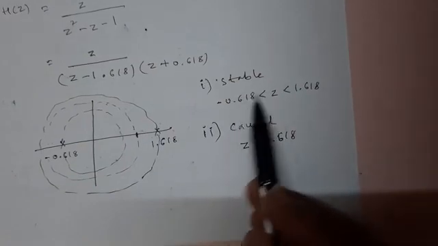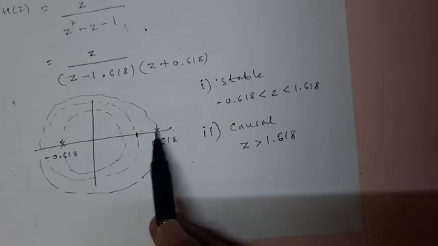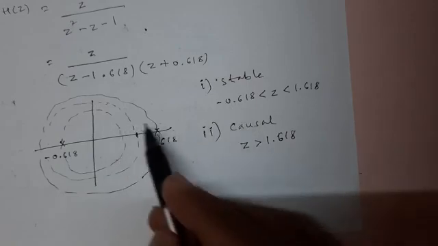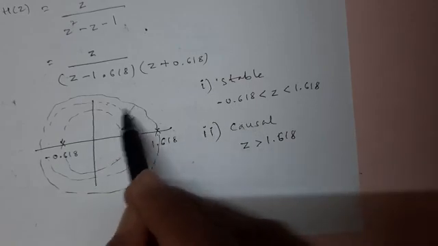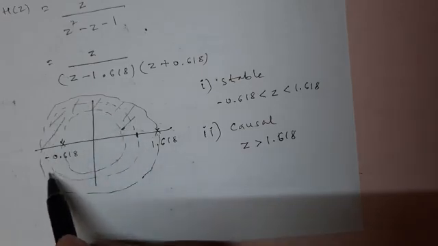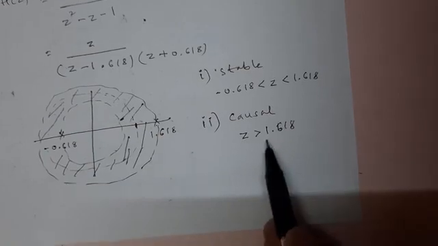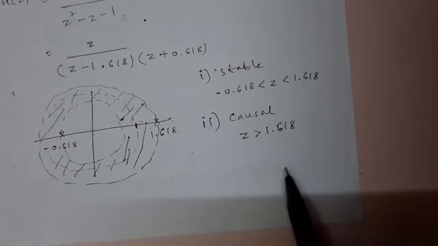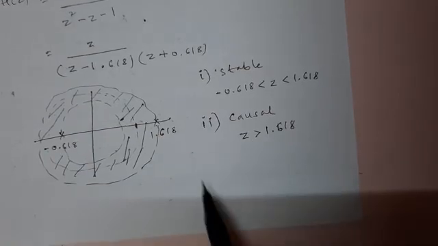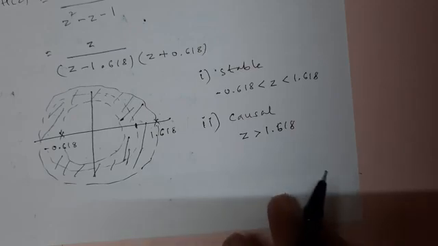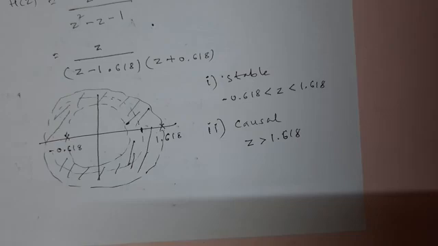When z is lying between these, I have shown the poles, for stability it is lying between 0.618 and 1.618. For z greater than 1.618, draw one more graph, show two circles and exterior to that. This is how you are going to plot the ROC with respect to stability and causality.